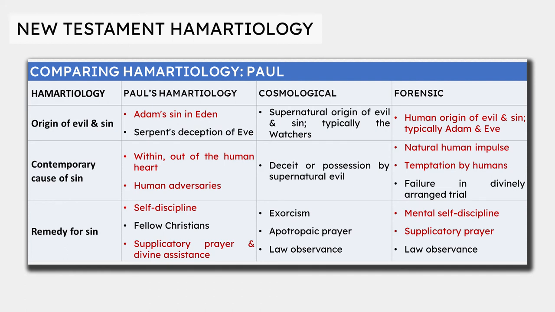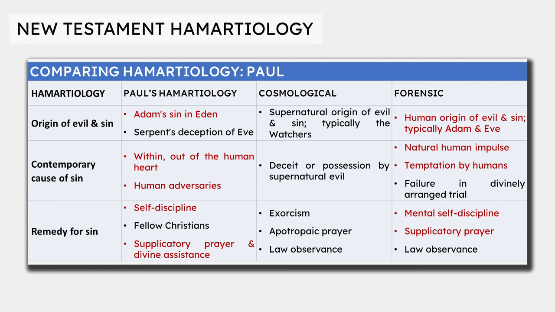Let's compare that with the hamartiology of cosmological dualism. In cosmological dualism, there is a supernatural origin of evil and sin, typically the Watchers. In cosmological dualism, sin results from deceit or possession by supernatural evil, typically demons such as Belial or Mastema. In cosmological dualism, supernatural evil is fought with exorcism, apotropaic prayer, and law observance. Clearly, Paul's hamartiology is not a good fit for cosmological dualism.